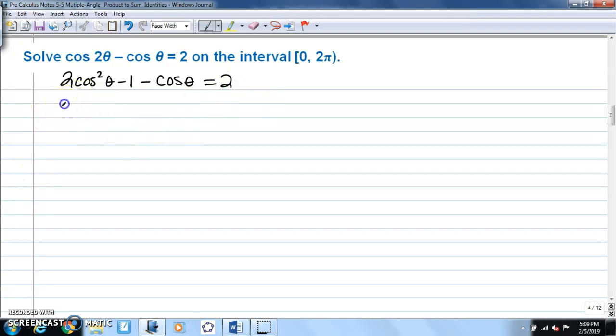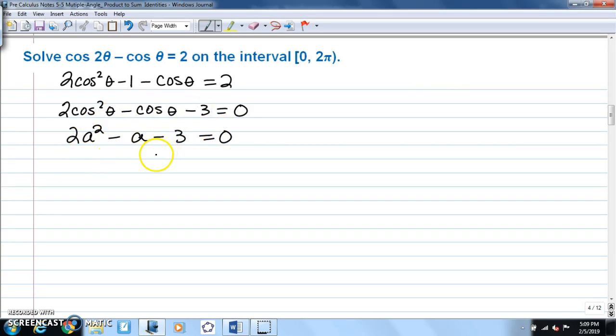Okay, move everything to one side. So I have 2 cosine squared theta. If I subtract 2, that's going to be minus 3, but I want to put this minus cosine theta first so that it's in the form to factor it. Now remember, you can let your a be your cosine theta, and this is 2a squared minus a minus 3. If you want to do that and solve for a and then just plug in your cosine theta for a once you're done, that's fine. Sometimes that makes it a little easier to solve.